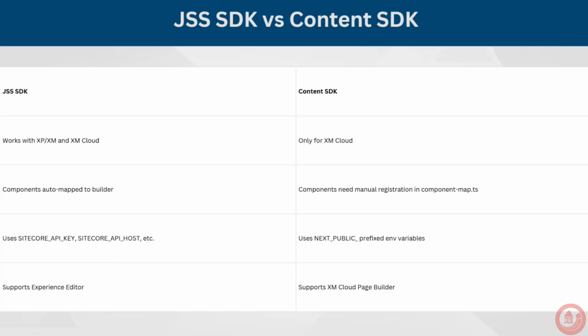All the environment variables that we use in JSS SDK, we have like Sitecore API key, Sitecore API host, whereas all the environment variables we use in Content SDK, we prefix it with NEXT_PUBLIC_. JSS SDK supports Experience Editor, whereas Content SDK supports XM Cloud Page Builder.